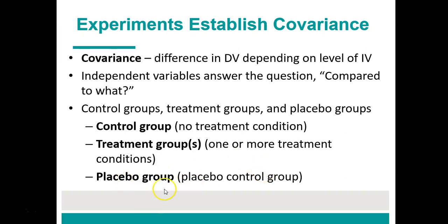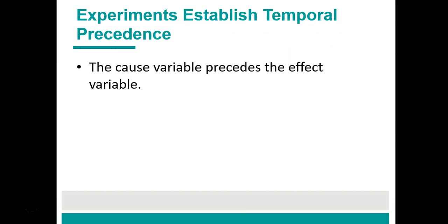Or we could also have a placebo group. So we could have a new anxiety medication and then something that looks like an anxiety medication, looks like a pill. People take it the same way, but it has no active ingredient in it. And so we could look at a placebo group compared to a control group on levels of anxiety. But either way, you would want to see that you have a difference in the dependent variable depending on levels of the independent variable.